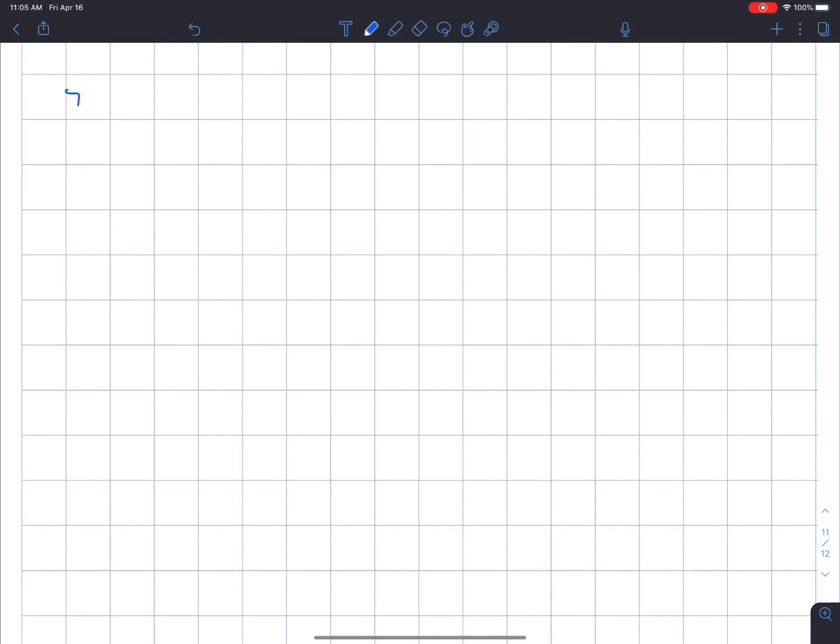G. So this time the side length is 3x. So surface area will just be 6 times the area of one face. The area of one face will just be 3x times 3x. So we get 6 times 9x squared, because 3 times 3 is 9, x times x is x squared. Finally, 6 times 9 is 54. So 54x squared is our answer for the surface area.